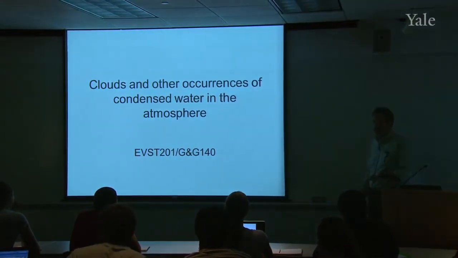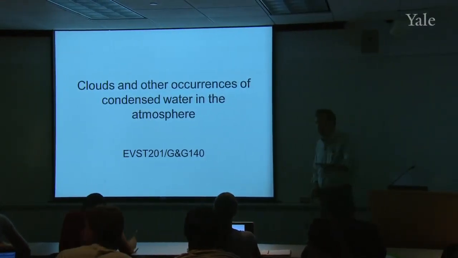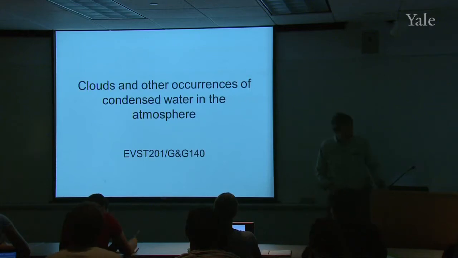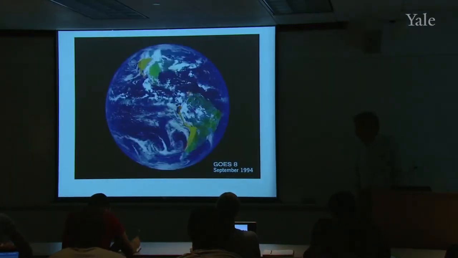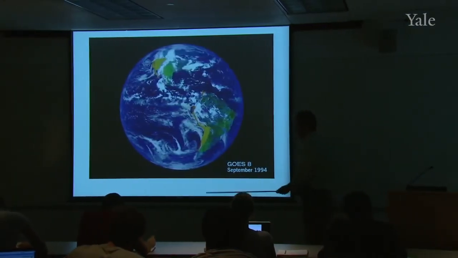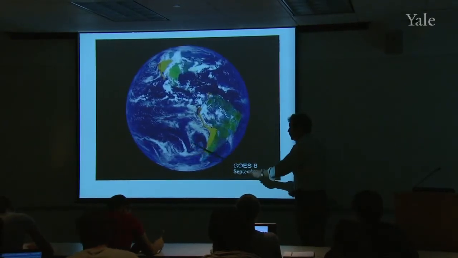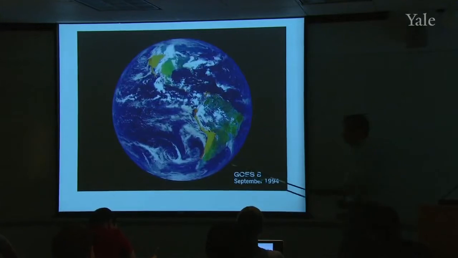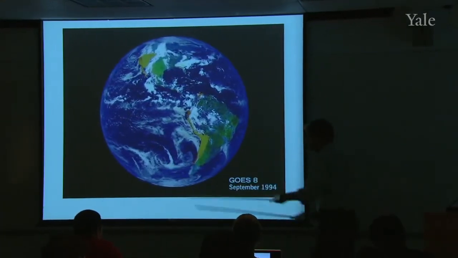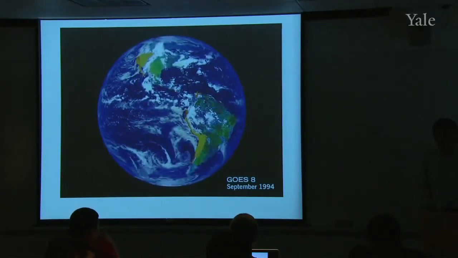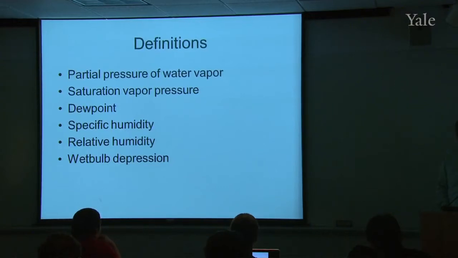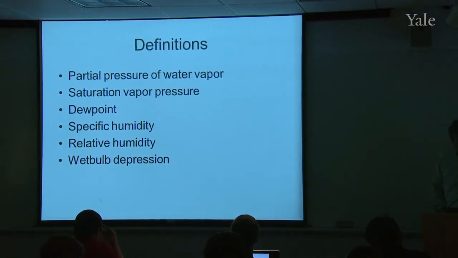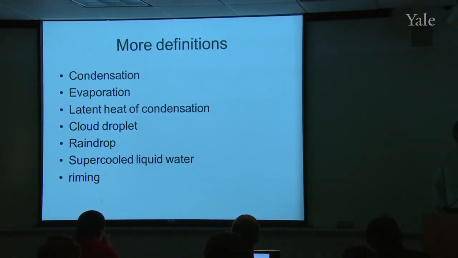of condensed water in the atmosphere. So it's all about water in the atmosphere today. We talked about it being a water planet, but not only in the oceans, but in the atmosphere as well. Both water vapor, which is invisible, and the clouds that form when water vapor condenses. We went through these definitions. I won't repeat that unless there are questions.